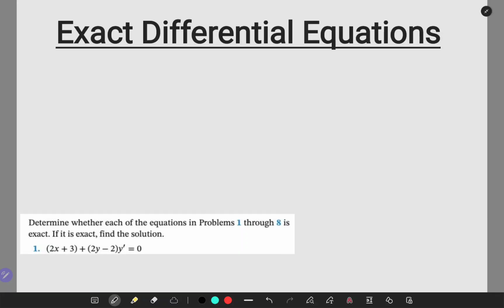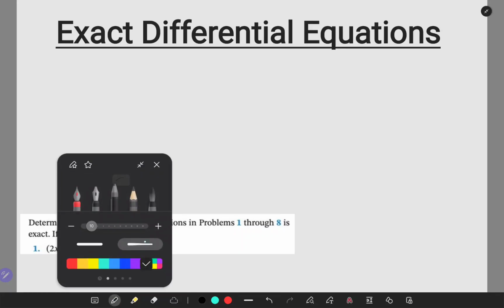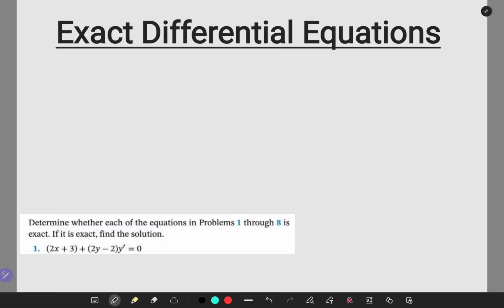So an exact equation is as follows. We're going to have some n, or I'll write it this way, some m. We have n of x y times y prime plus m of x y is equal to 0. So this is the form for exact equations.